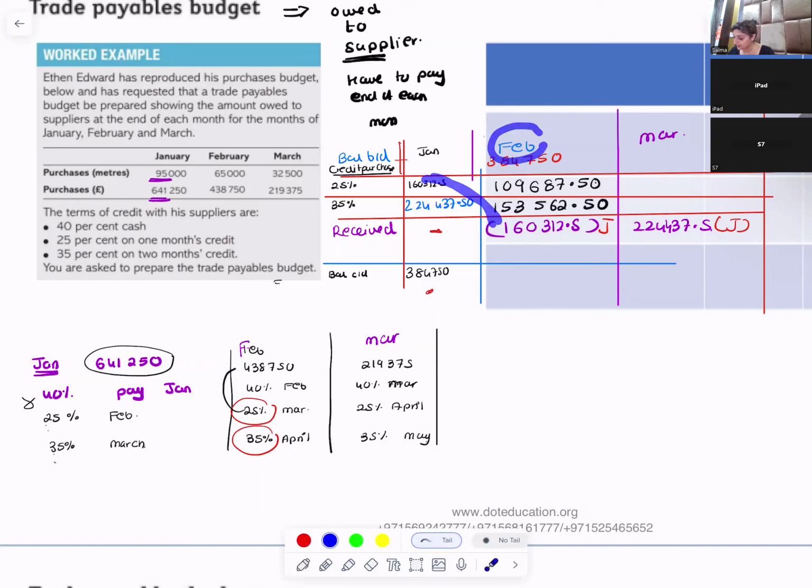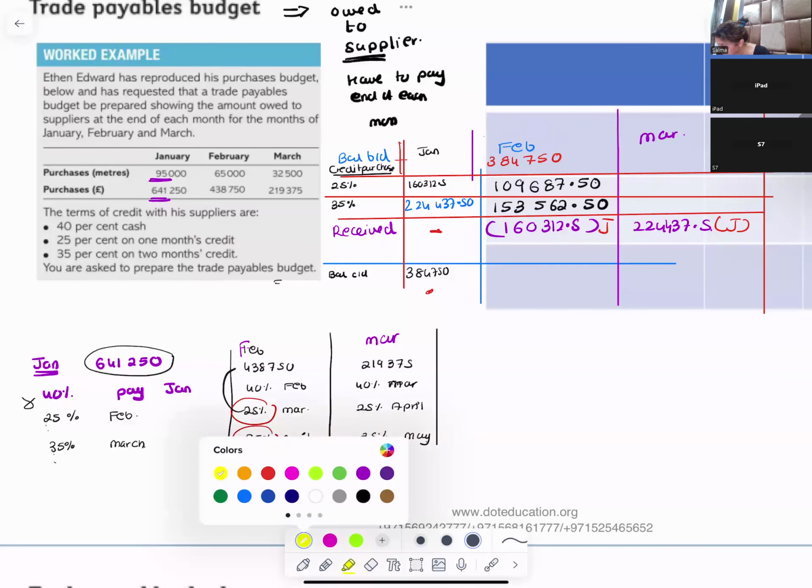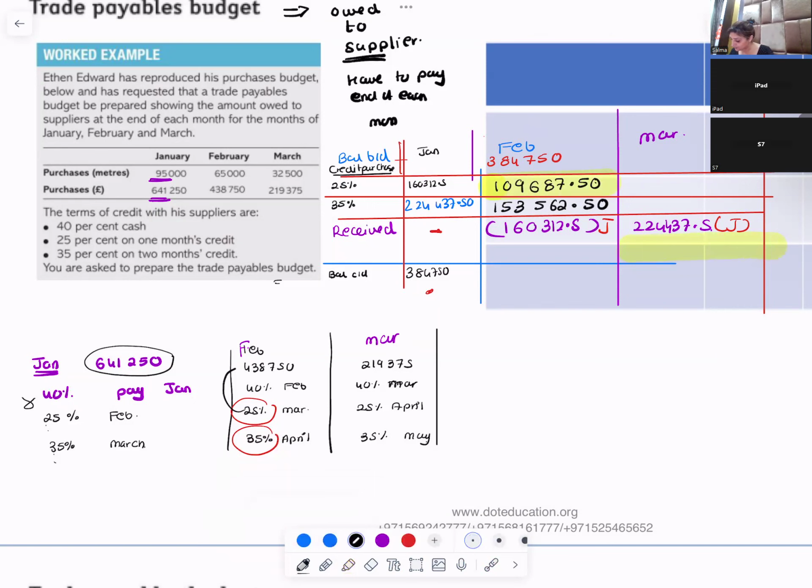Now we will do the calculation for this. The 25%, when will I receive it? You will receive it in March. So this 25%, 109,687.50, I will receive in March, and the remaining I will receive in April. I don't need a calculation for April. Are you with me?